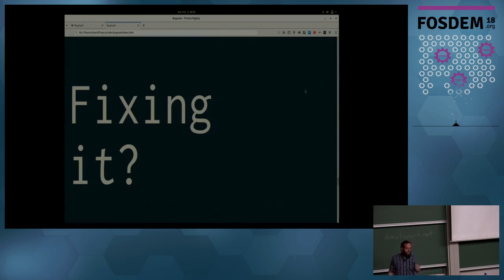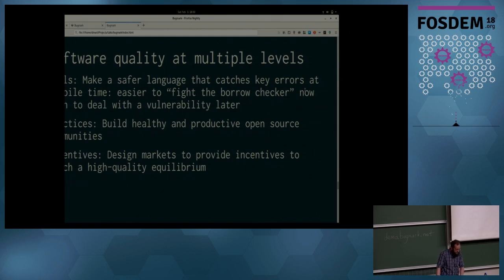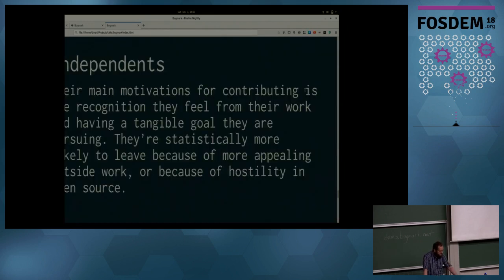There's going to be a crackdown on the software business, and we're going to either get over-regulated or we're going to have to fix our own market failures. The good news is we've got people trying to fix the problem at several different levels. People are trying to make better languages that catch things at development time rather than runtime. People are trying to fix practices by building healthy and productive open source communities, getting the right people in, more eyes on problems. And people are working on incentives, building better markets.